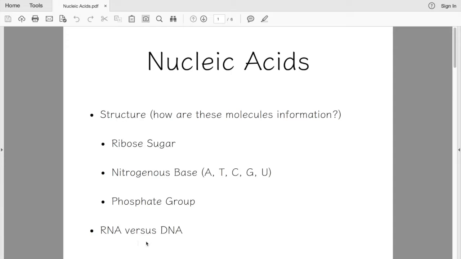The difference between RNA and DNA is whether the ribose is deoxyribose or simply ribose, and the nitrogenous bases. In DNA we find adenine, thymine, cytosine, and guanine, so A's, T's, C's, and G's. And in RNA, instead of thymine, we find uracil, U. So, just some small minor differences there.